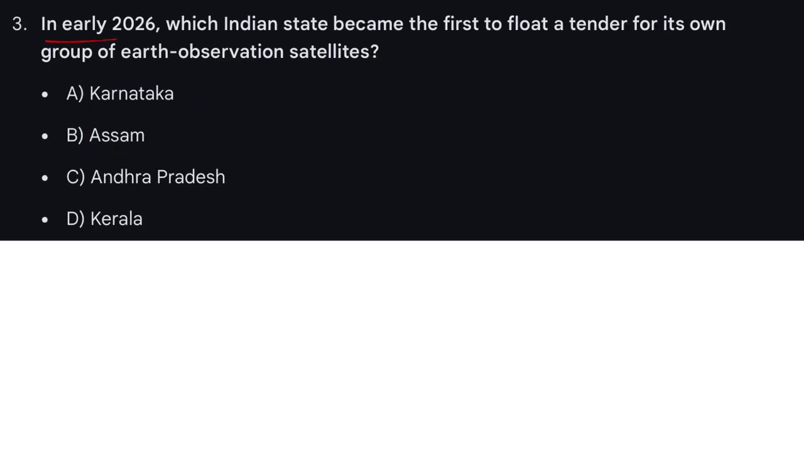Next, in early 26, which Indian state became the first to float a tender for its own group of Earth observation satellites? It is Assam. Very important question. Assam became the first Indian state to take the initiative of launching their own satellite group for Earth observation and resource monitoring.